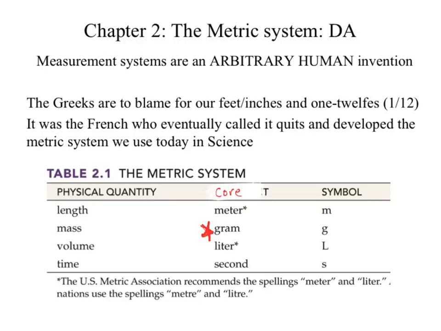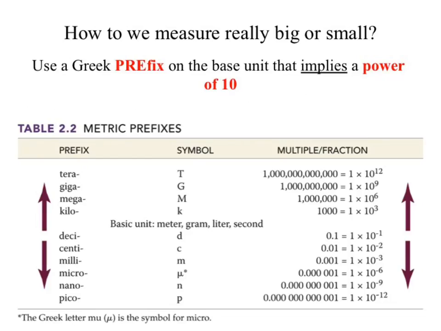So when we look at our units, particularly the metric system, we can now scale off of our core unit to either much larger values or much smaller values by appending a prefix to it. That prefix implies a power of 10, some numerical value of a power of 10.